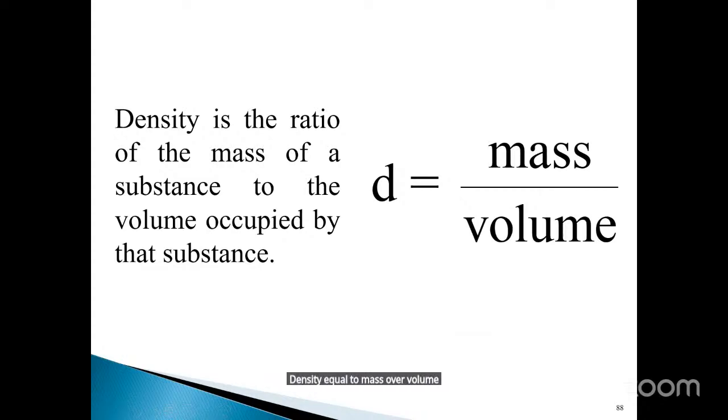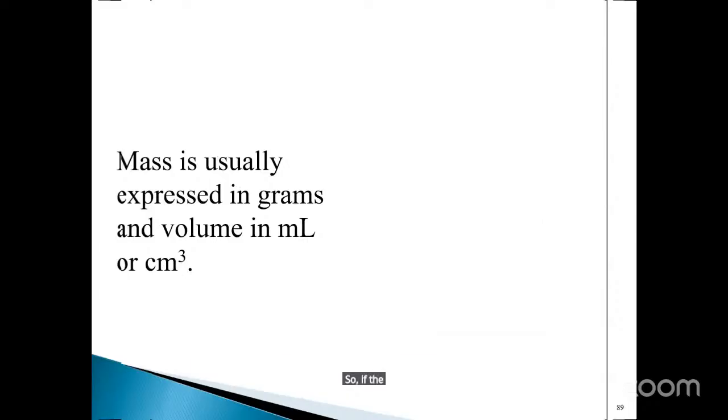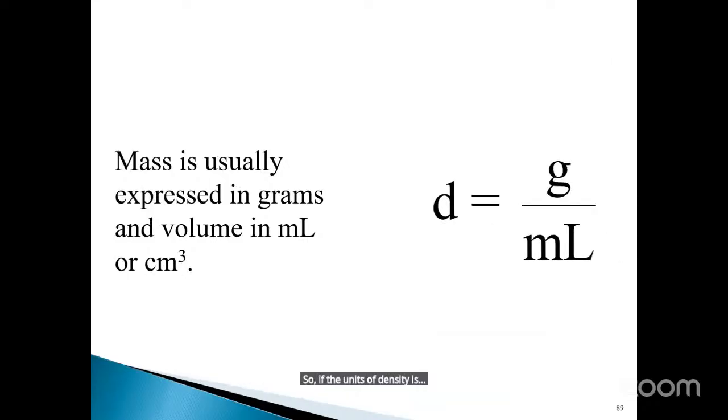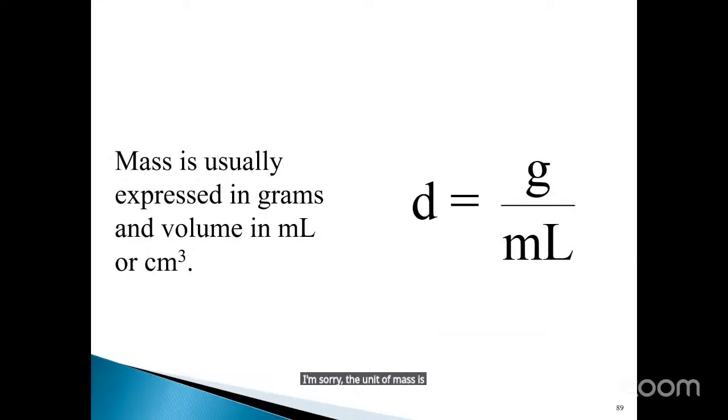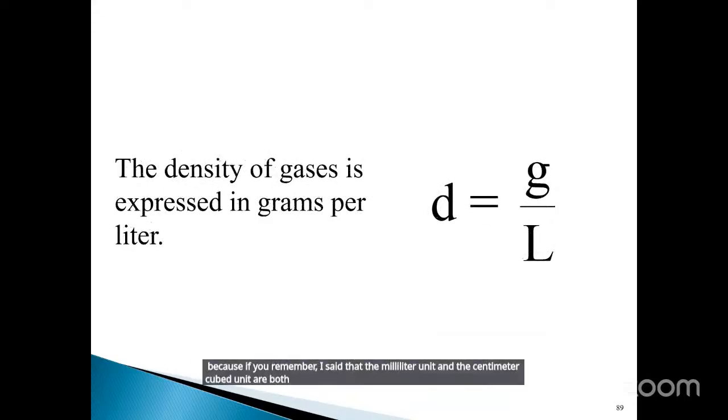And therefore, as such, the units of density is dependent on what units you're going to use for mass and volume, right? So if the unit of mass is grams and the unit of volume is milliliters, then it's grams per mil. Or you can express it as grams per cm cubed. It's the same thing. Because if you remember, I said that the milliliter unit and the centimeter cube unit are both one and the same.